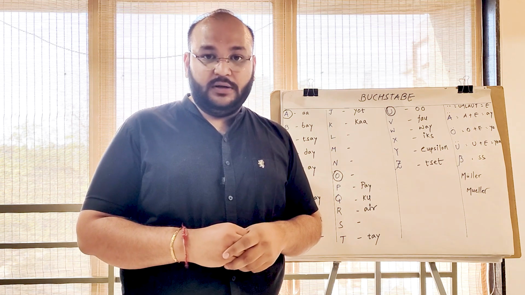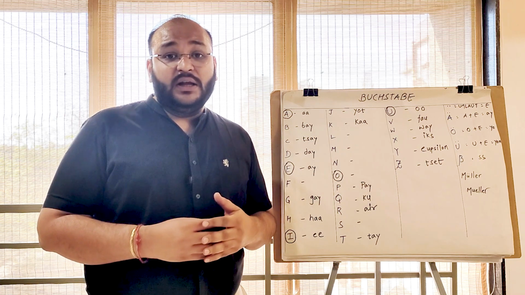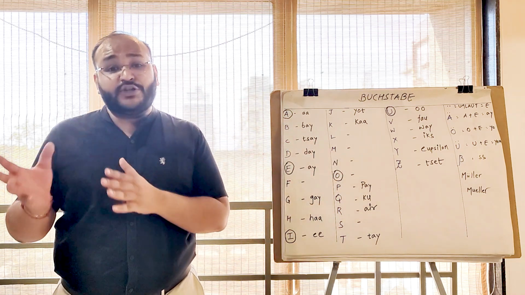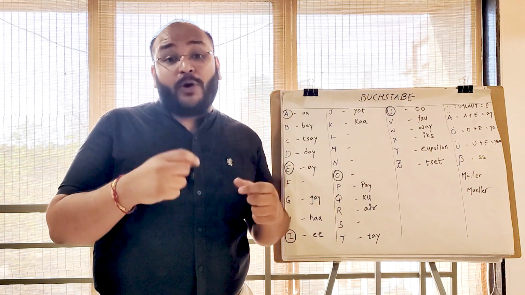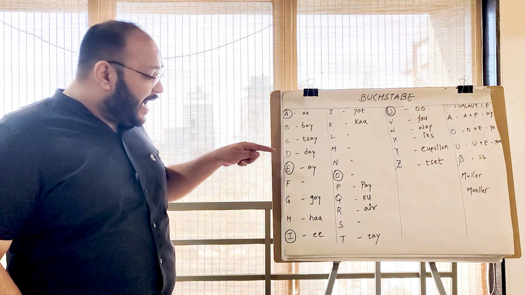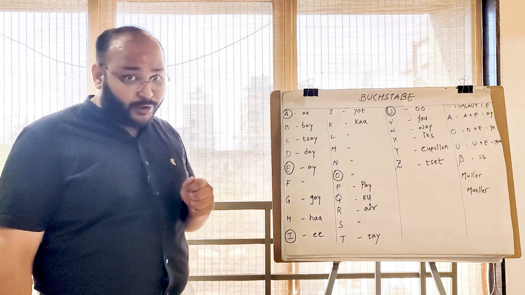Okay, so with this background, the next thing that we are going to learn is diphthong. Now we know how to pronounce individual vowels. But now let's learn how to pronounce when more than one vowel are together. We know how to pronounce individual vowels, right? A, E, O, U.